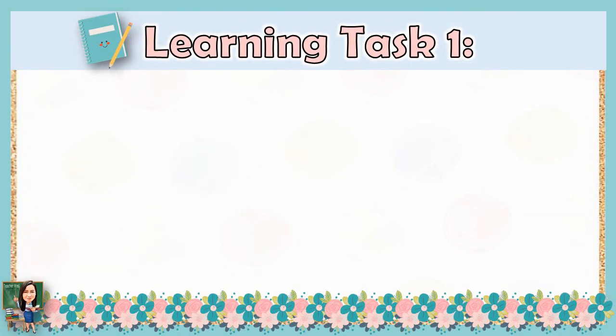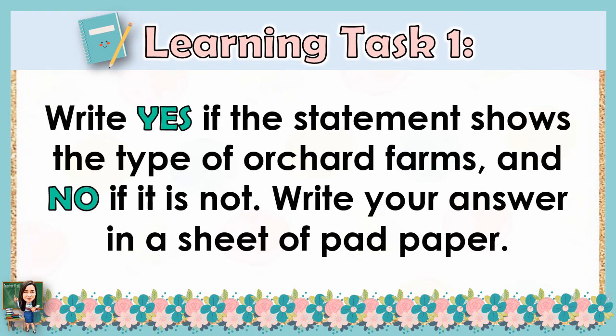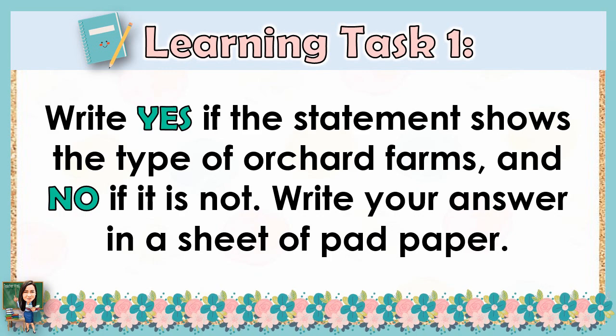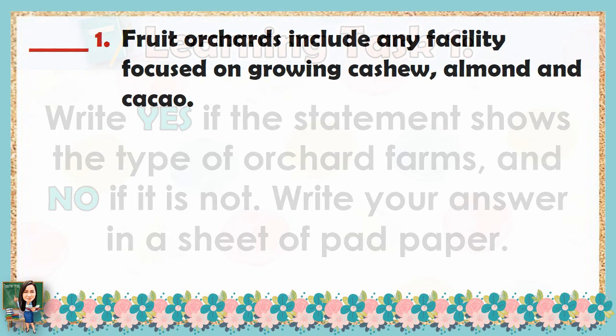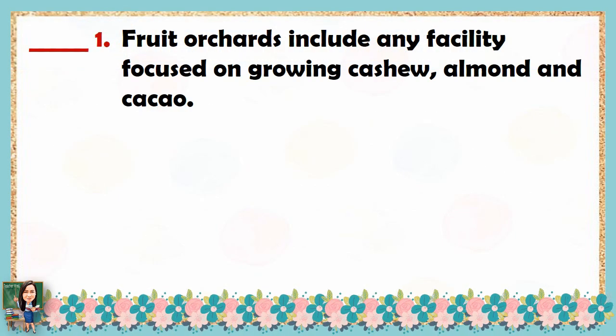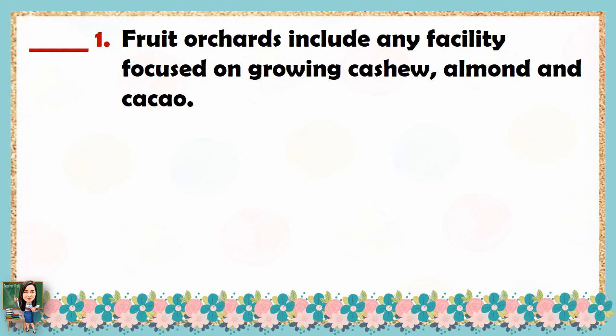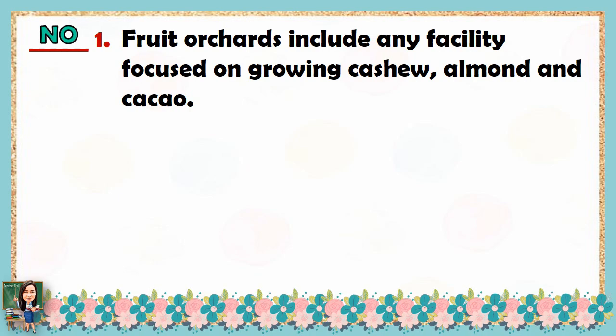And now, let us proceed to learning task 1. Write yes if the statement shows the type of orchard farms and no if it is not. Write your answer in a sheet of pad paper. Number 1. Fruit orchards include any facility focused on growing cashew, almond, and cacao. Is it yes or no? Very good. The correct answer is no. Because fruit orchards include any facility focused on growing tree-bearing fruits.